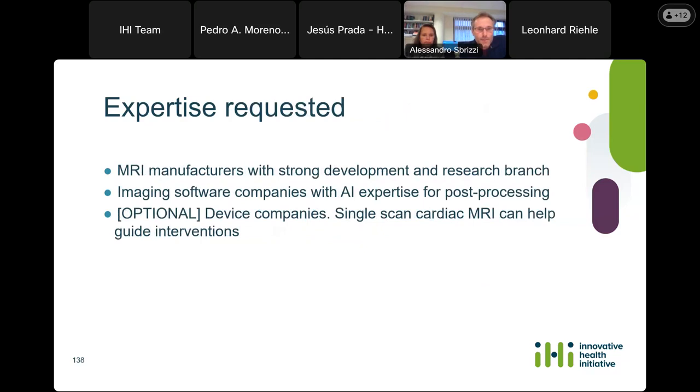So we look for MRI manufacturers with strong development in this direction, imaging software companies with AI for post-processing, and other device companies, for instance, in the interventional area.